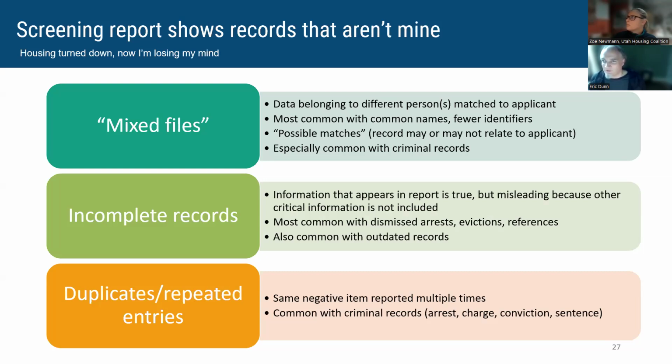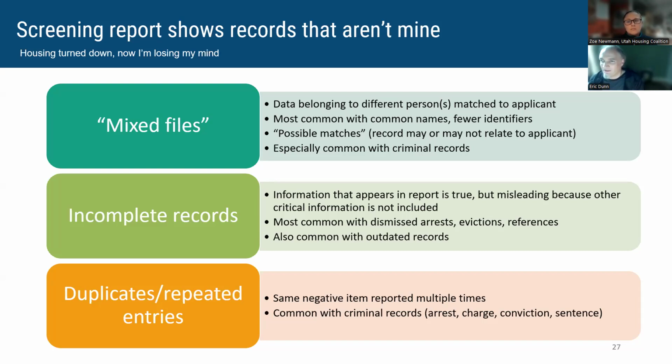So there's not going to be a social security number. There's not going to be date of birth. There's not going to be other types of unique identifiers. There's usually going to be a name and a location. So name and county, name and city, name. And when screening companies are trying to match eviction records to people, and all they have to go on is somebody's name and county or name and city, it's very easy to assign your eviction record to someone else.